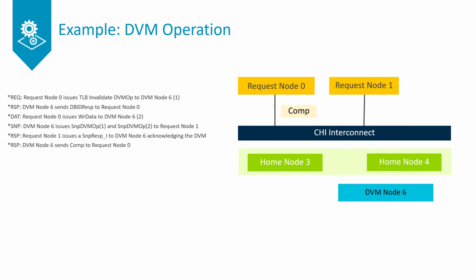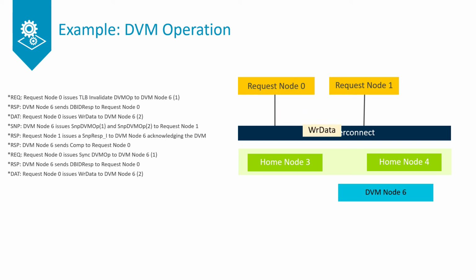Then request node 0 issues a DVM sync operation to the DVM node. The DVM node responds with a DBID response message to request node 0, and request node 0 receives the DBID response, sending the write data message to the DVM node. The DVM node then issues the DVM snoops to request node 1.